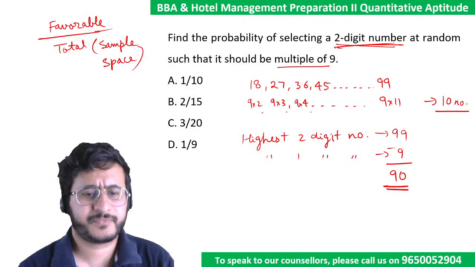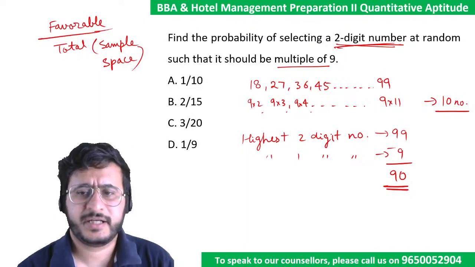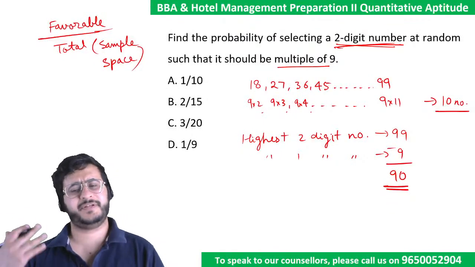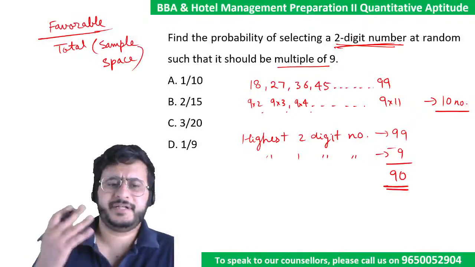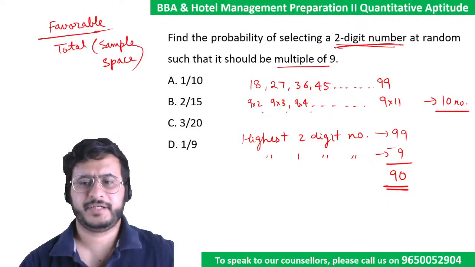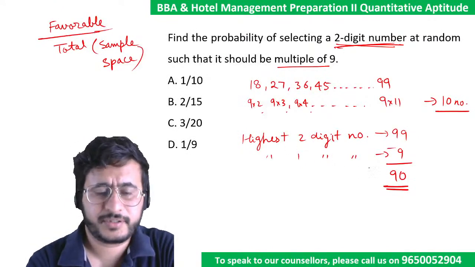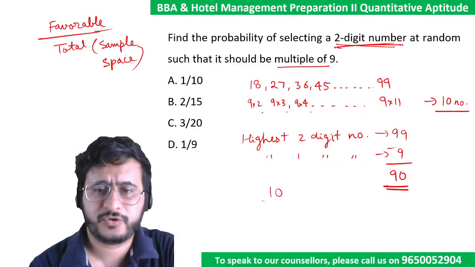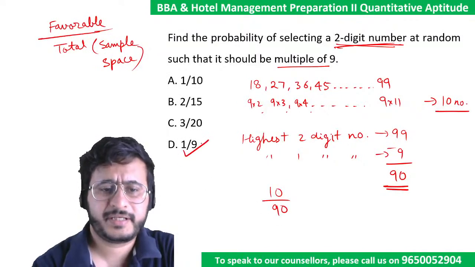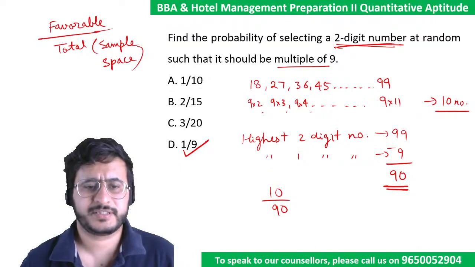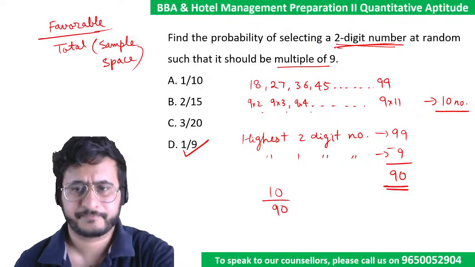Remember this property. Whenever you have to find the number of 2-digit numbers, if I ask you the number of 3-digit numbers, you will say highest 3-digit number minus the highest 2-digit number. Alright, so there are 90 2-digit numbers. So total favorable outcomes are 10 out of 90, which is 1 by 9. So your answer to this question is 1 by 9.